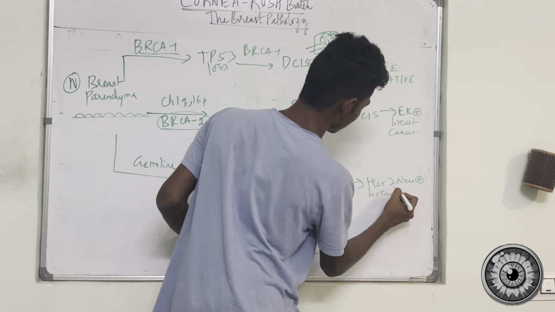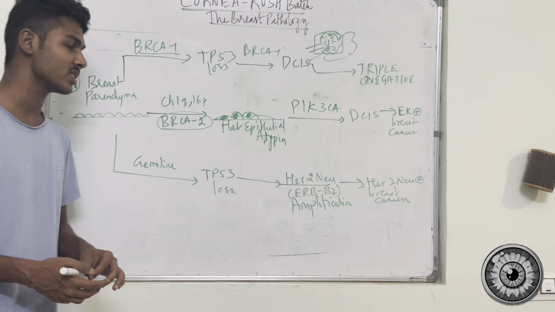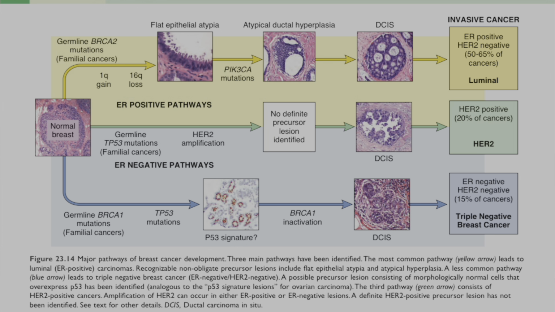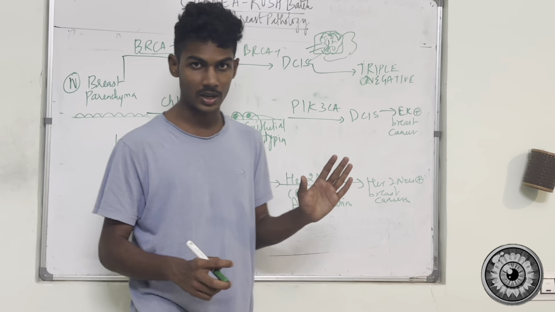Okay, is it clear? So this is the molecular pathogenesis behind breast cancer. I'll put the photo of Robbins. Can you see the photo? Yeah, there's a BRCA1 mutation leading to triple negative cancer, BRCA2 mutation leading to ER positive breast cancer, and the final one, TP53 loss, leading to HER2/neu breast cancers, right? So this is the molecular pathogenesis behind breast cancer.